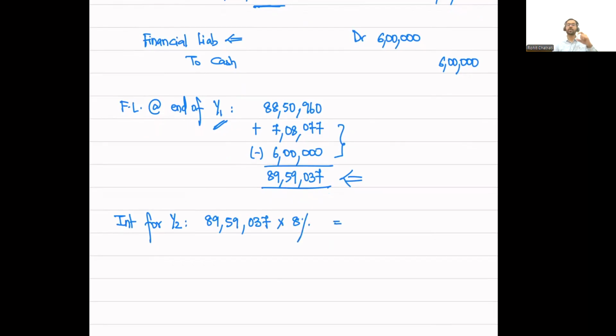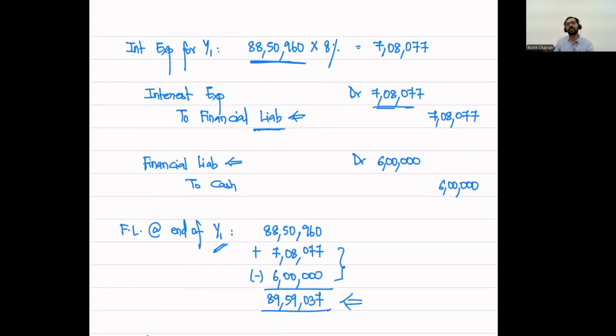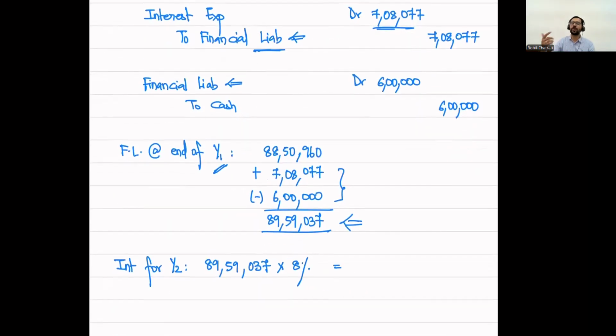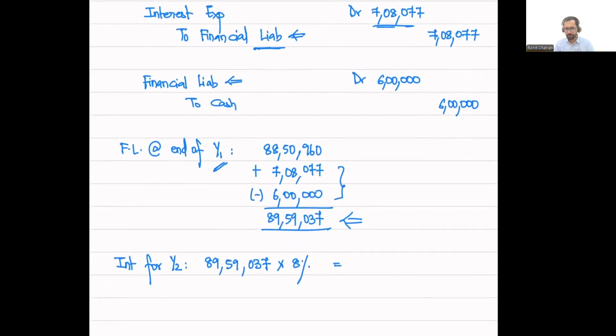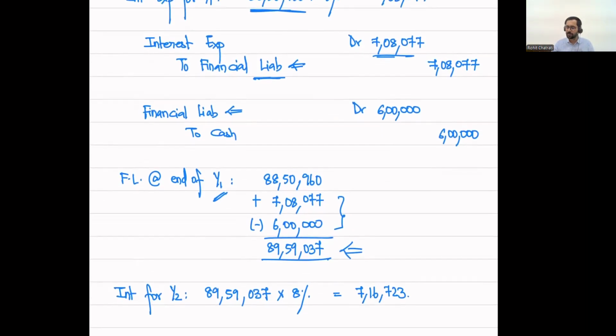So technically, this is effectively like calculating interest on interest. We had a liability of 88 lakh 50,000. That liability increased by 1 lakh 8,000, and on that revised liability, I'm going to calculate interest for year two. So the interest for year two will be 89,59,037 multiplied by 0.08, which is equal to 7,16,723. Again, the journal entry will be the same. It will be interest expense debit to financial liability of 7,16,000 and financial liability debit to cash of 6 lakhs.